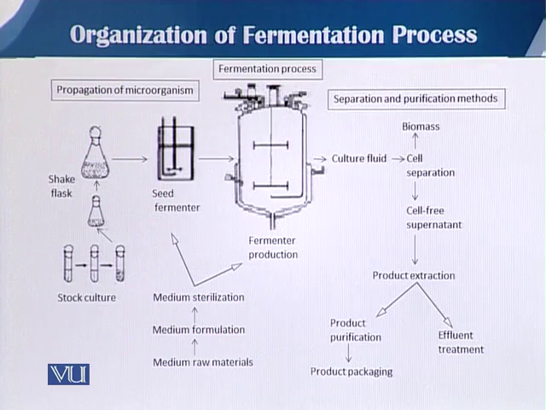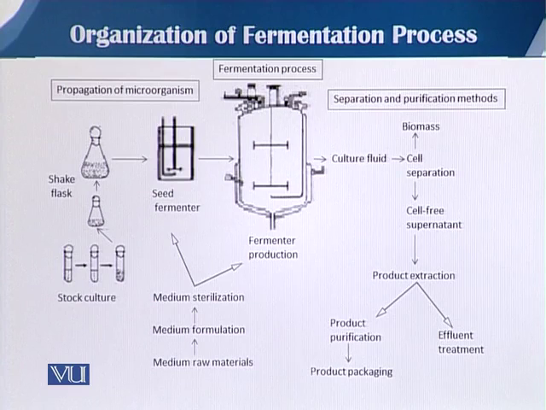In this picture, you can see the different steps involved in the fermentation process. Starting on the left side from the stock culture, then on a small scale you grow the medium, then there is inoculum development, then a seed fermenter, and that goes into the production fermenter. But below there is the medium, raw material, then formulation, and then sterilization, and then you put it in the seed fermenter as well as in the production vessel.